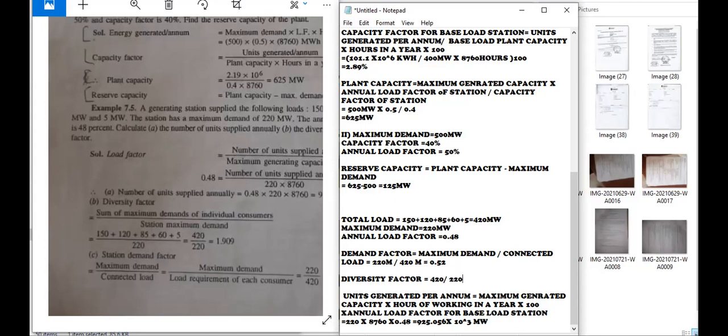So 1 over the demand factor is the diversity factor. I'll keep this in my head. So I'm having 1.92, approximately 1.91. So it's the same.